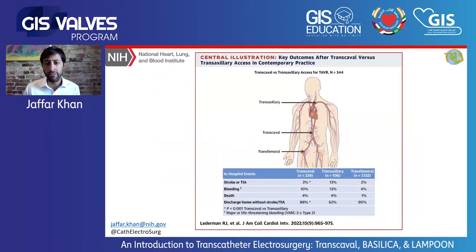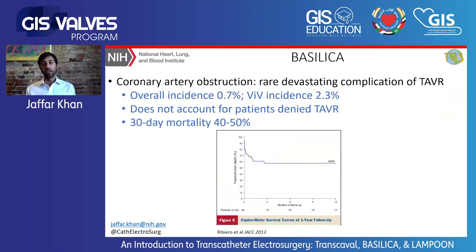The latest data that we have is from this paper we published recently in JACC Intervention, comparing transcaval to transaxillary and transfemoral as a reference. The key here is that transcaval had less stroke than transaxillary and a greater number of patients discharged directly home. In addition to it being ergonomically more feasible because you're at the legs, you're not absorbing excess radiation. And in addition to being performed under local anesthesia, if you like, it is also quite likely safer in terms of stroke and better for the patient in terms of discharge home. So I really feel this should be the primary alternative access for TAVR when transfemoral is not possible.